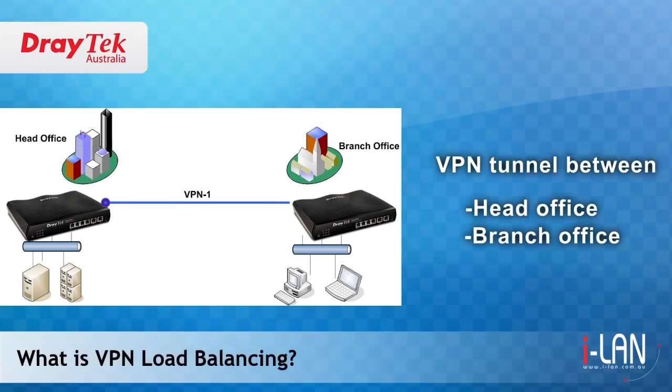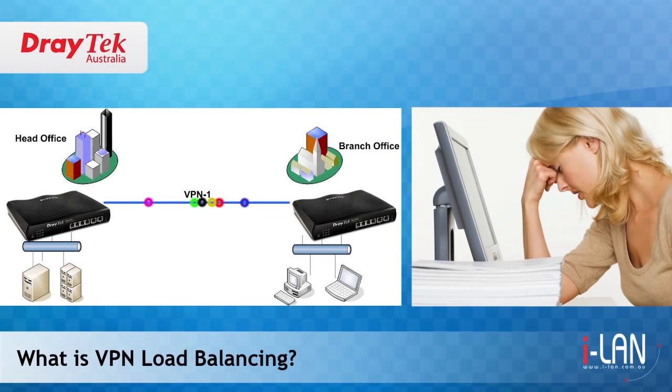I will start by explaining what VPN load balancing is. When you set up a VPN link between two sites, for example the head office and a branch office, you will most likely use a single ADSL connection at each site to connect to the internet. If the ADSL link speed is slow, it may cause congestion and slow data transfer over the VPN trunk, resulting in loss of productivity and frustration of users.